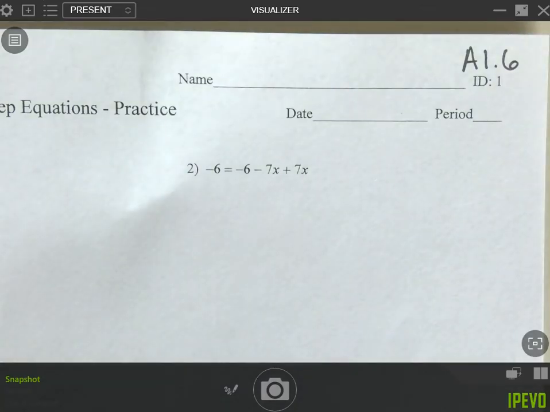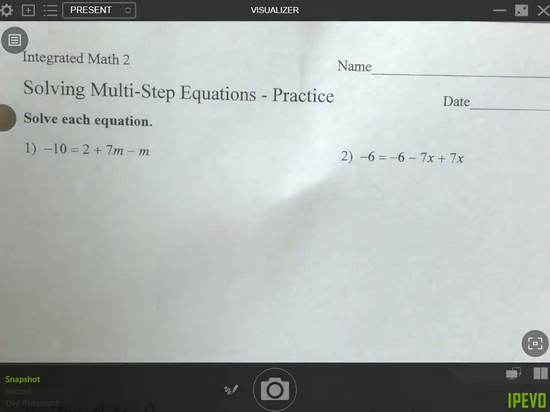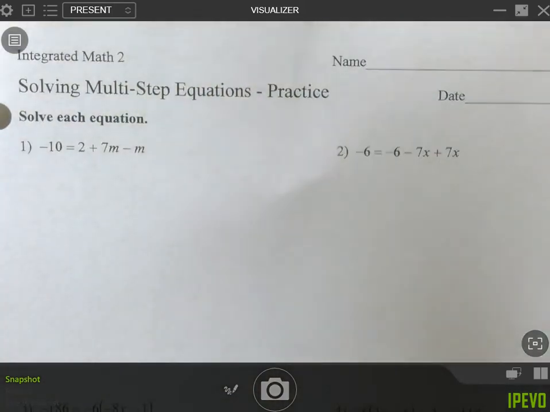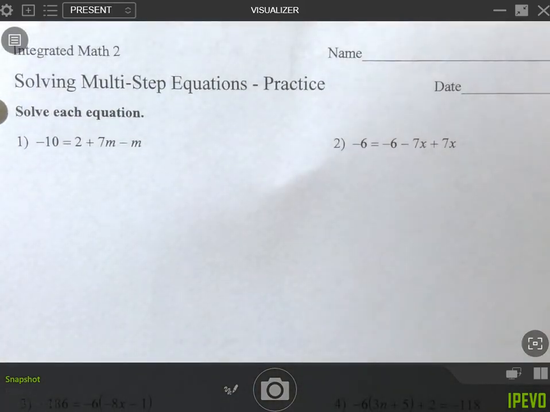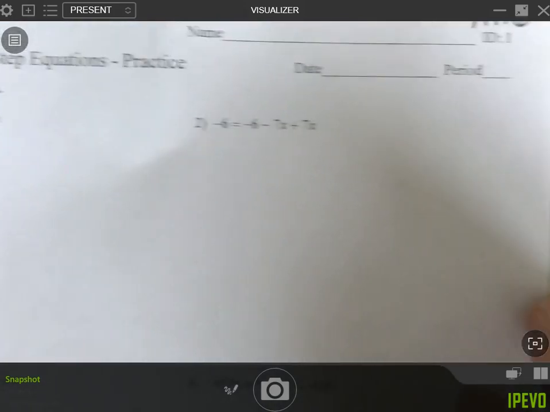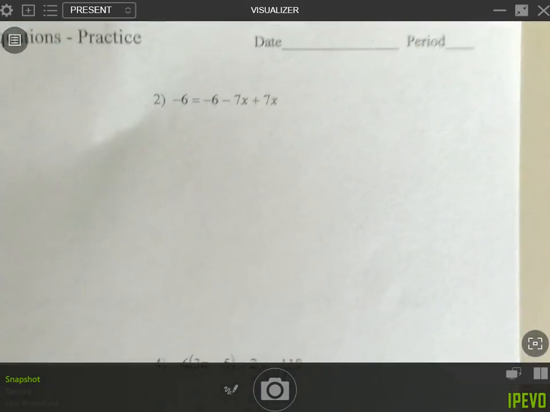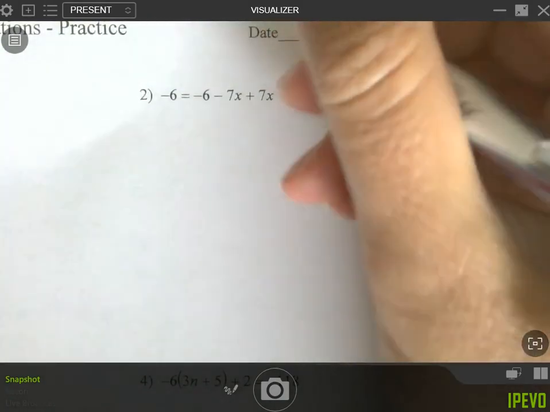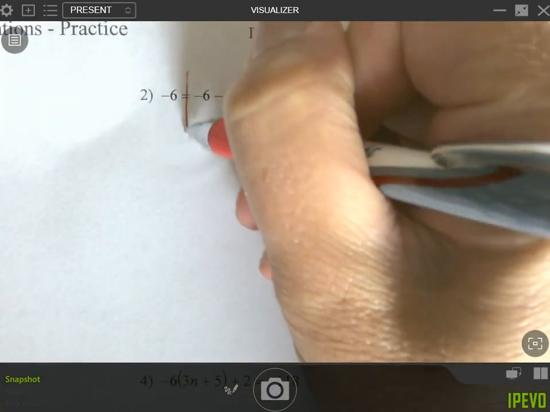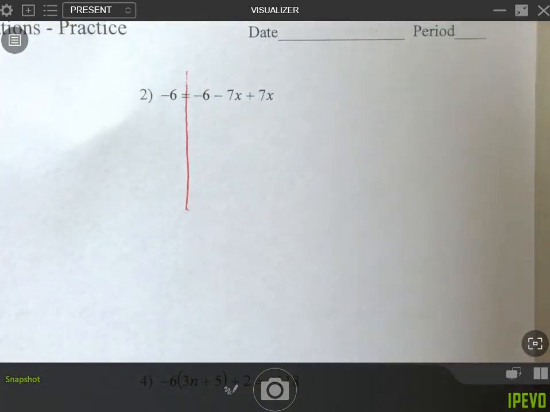We're on A1.6 and we're doing solving multi-step equations practice. So we're just doing this to get started. Just to bring our brains back into this, I'll start with number 2 since that one is up here and showing. You don't have to do this, and it seems like it's been a while, but we're going to draw that line, and that's going to help me out.